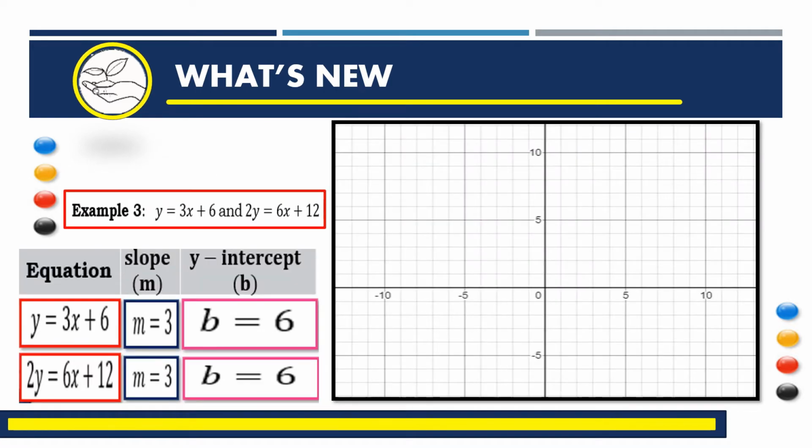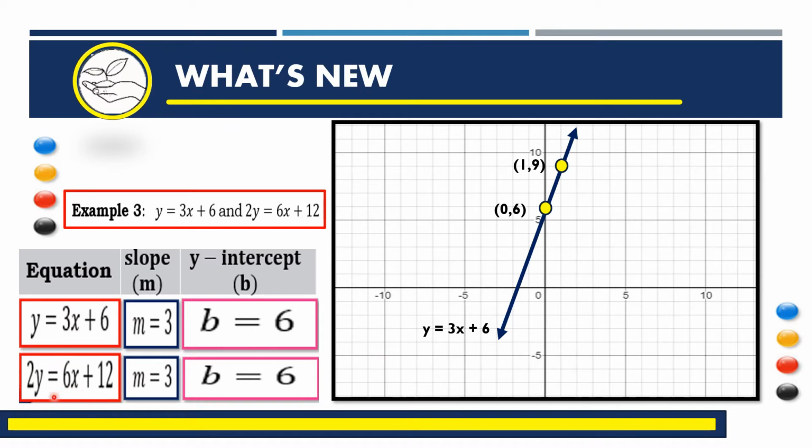Now let's plot y is equal to 3x plus 6 on the Cartesian plane. So we have here our y-intercept, which is 6. So our coordinate is 0, 6. So let's plot it here. And the slope is 3, so we need to move 3 units upward and 1 unit to the right since it's positive. So 1, 2, 3. So we have here 9, and to the right we have 1. So this is the graph of the equation y is equal to 3x plus 6.